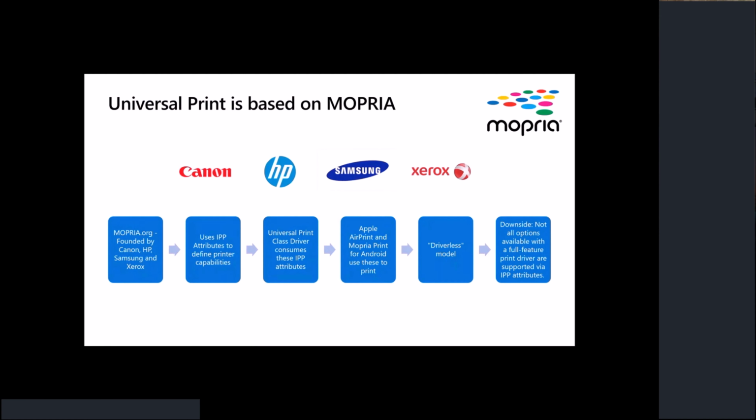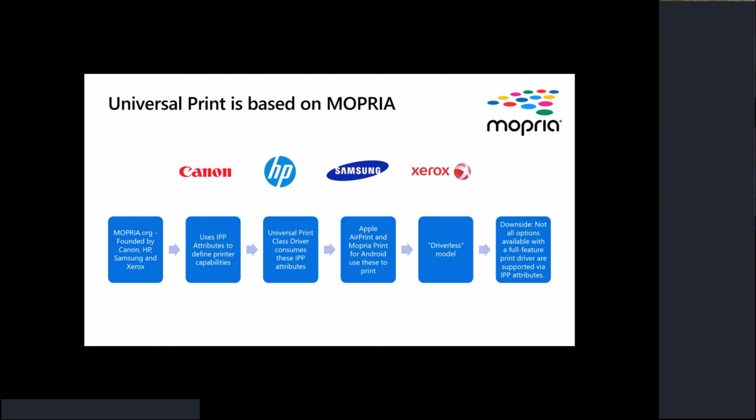Now, Universal Print is based on Mopria, and Mopria was originally founded by Canon, HP, Samsung, and Xerox. You can think of them as a group of printing institutions that came together and said, hey, we have to figure out something after PrintNightmare, because unfortunately the typical driver model we had before isn't really an option. Hackers have figured out how to use printer driver files to, as a standard user, elevate themselves to admin and wreak all sorts of havoc on different types of systems.